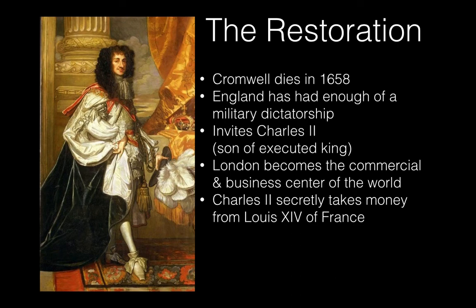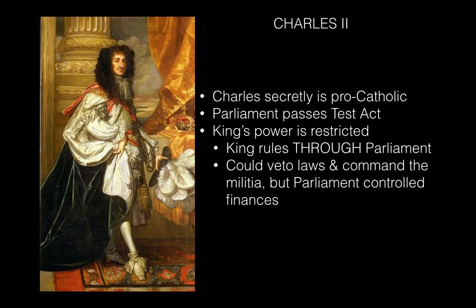Now, because Charles had money from abroad, he had little trouble with Parliament because he didn't demand new taxes. This is all being done secretly, so most of the people do not know that he's receiving this money from a Catholic ruler, one who is considered their rival. So this is kept extremely secret. But most people don't really think anything about it.